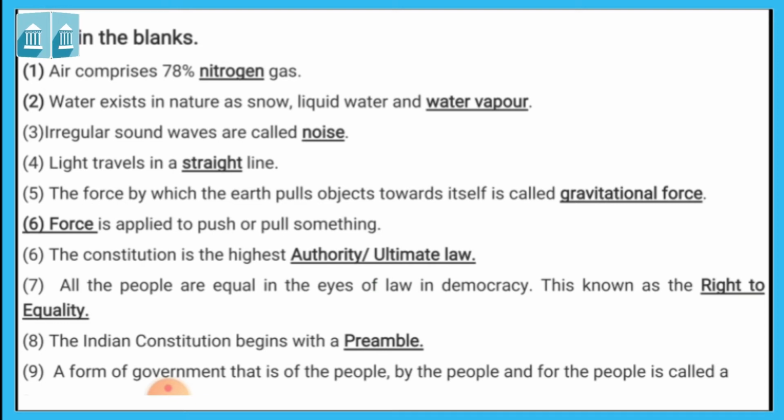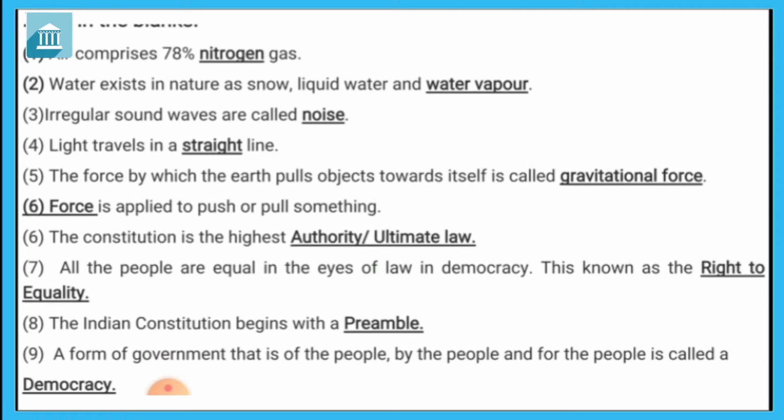So our Indian Constitution is the highest authority. The rights and duties which are mentioned in our Constitution, we must follow. That's why this is the highest authority and ultimate law.